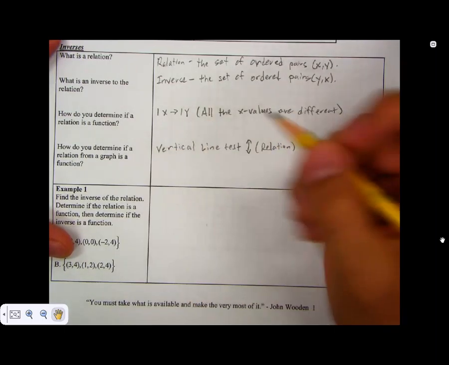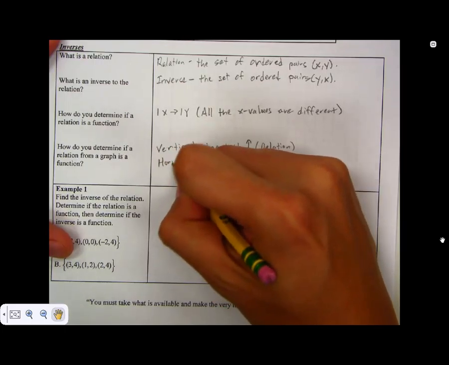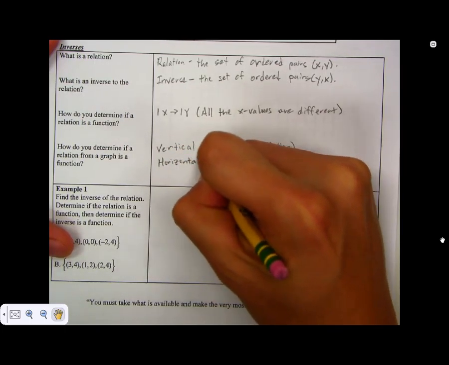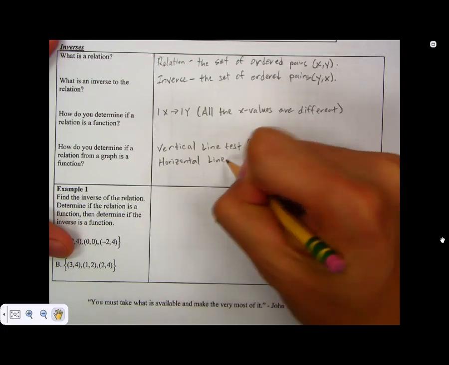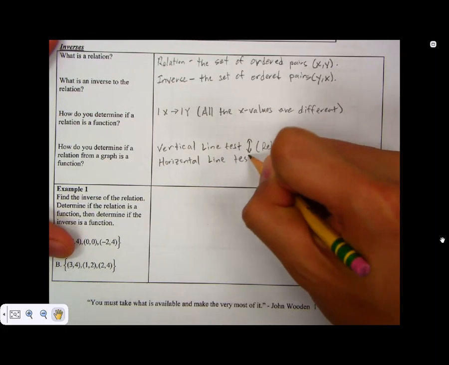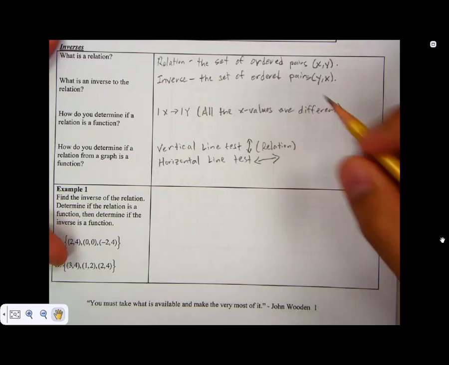For the inverse, you run a horizontal line test. So that's going left and right, and if it only crosses once, then it's a function.